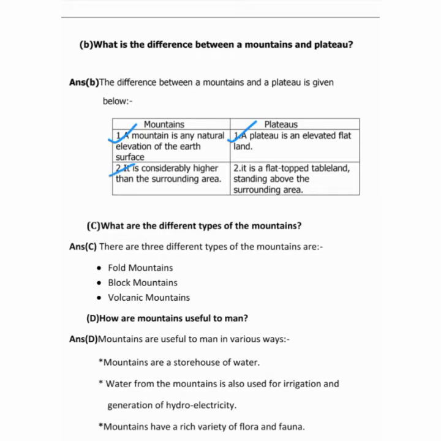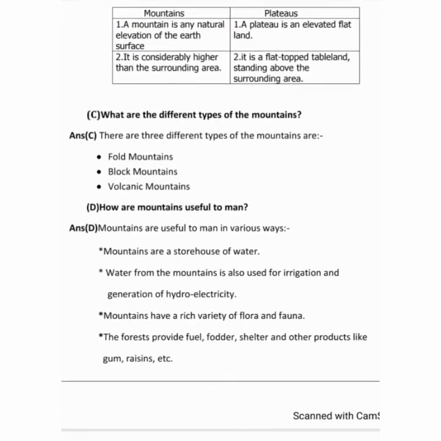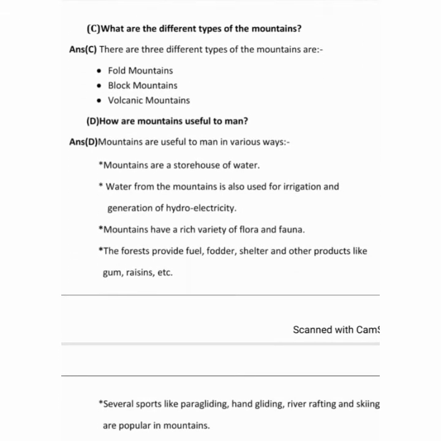Second, a mountain is considerably higher than the surrounding area. A plateau is a flat topped tableland standing above the surrounding area. Then, what are the different types of mountains? There are three different types of mountains: fold mountain, block mountain and volcanic mountain.